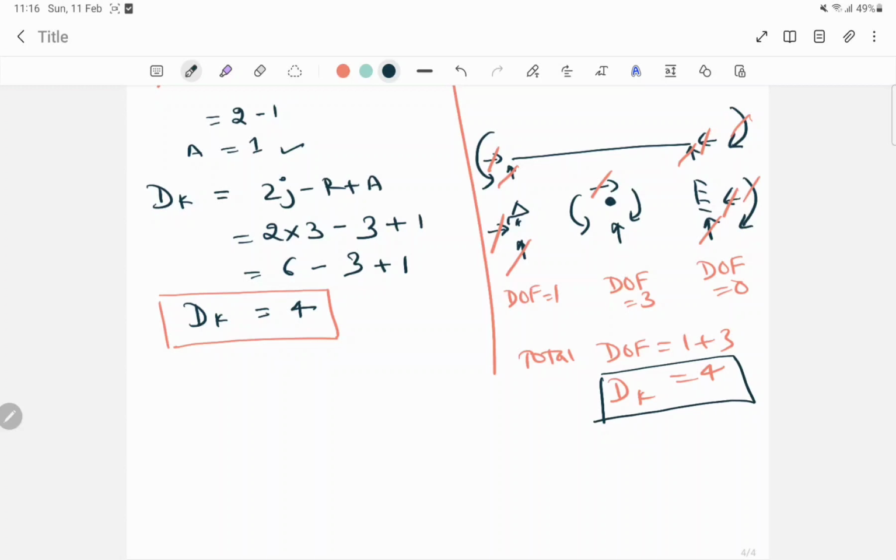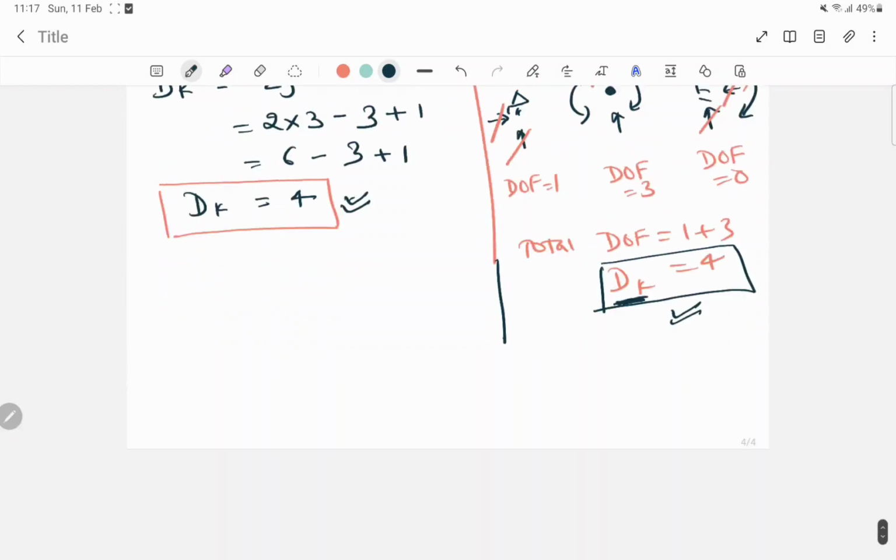Now don't get confused about DOF. DOF is nothing but the degree of freedom. This is the other name of the kinematic indeterminacy, degree of kinematic indeterminacy. So here by using the formula also we got the dk value as 4, and without using the formula we are also getting the value of dk equal to 4. So either way we can use. If you don't remember this formula, then we can use this alternative way. Now I'll solve another problem.